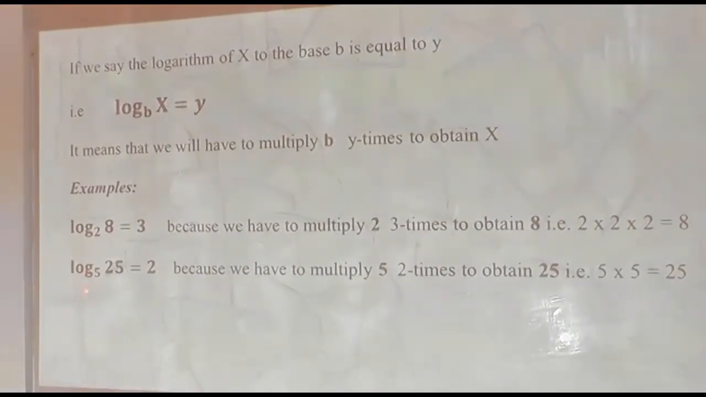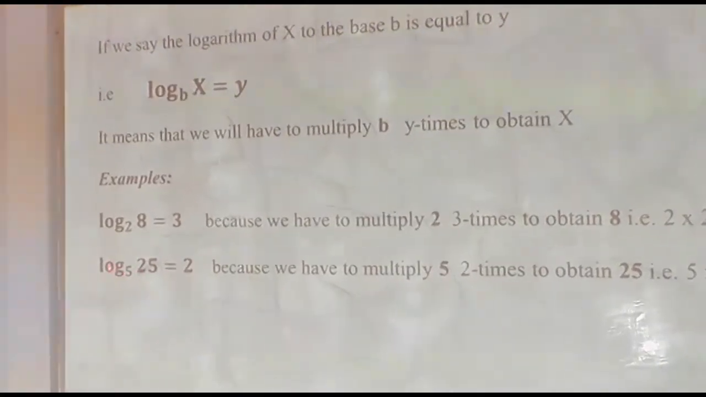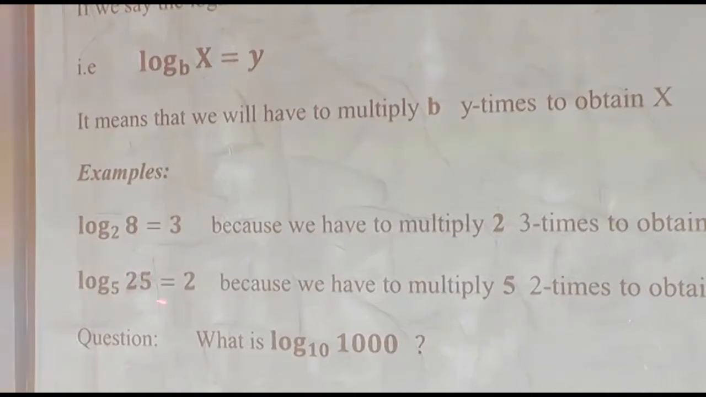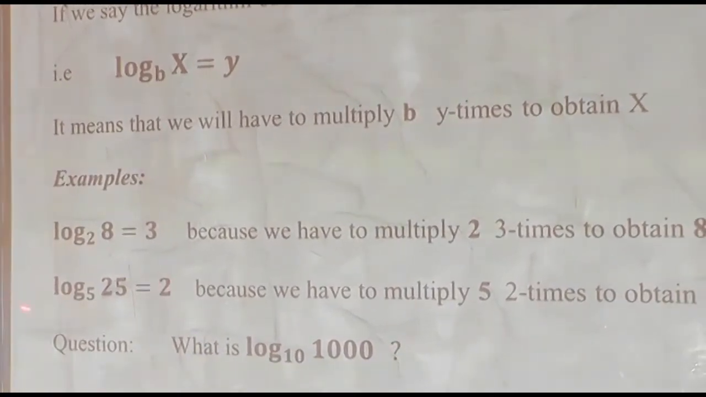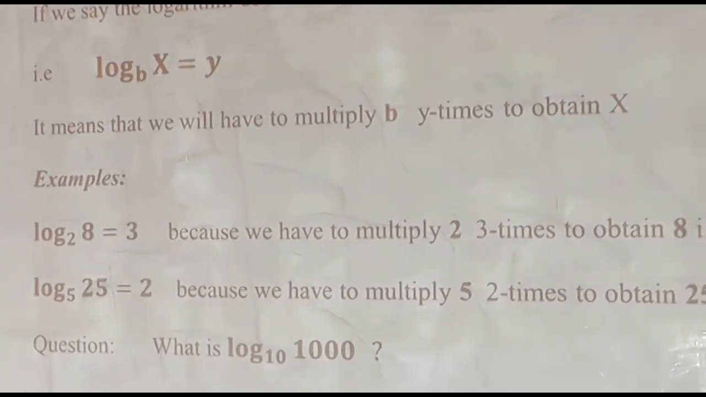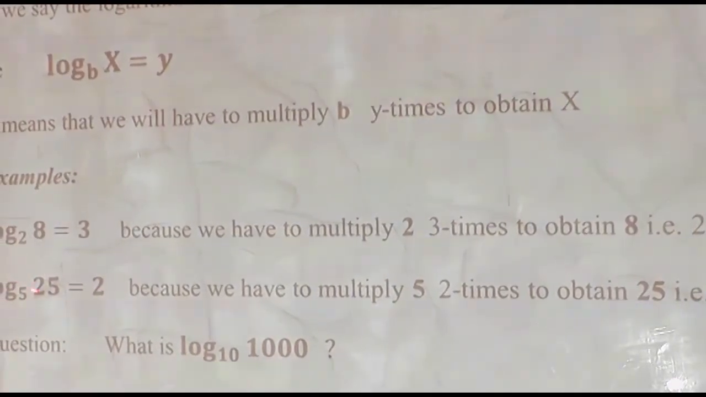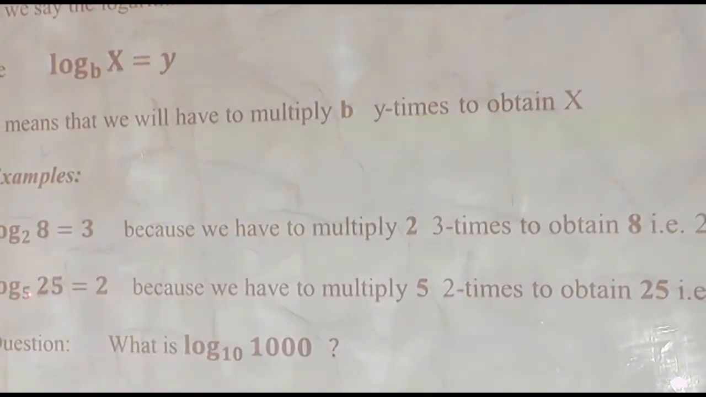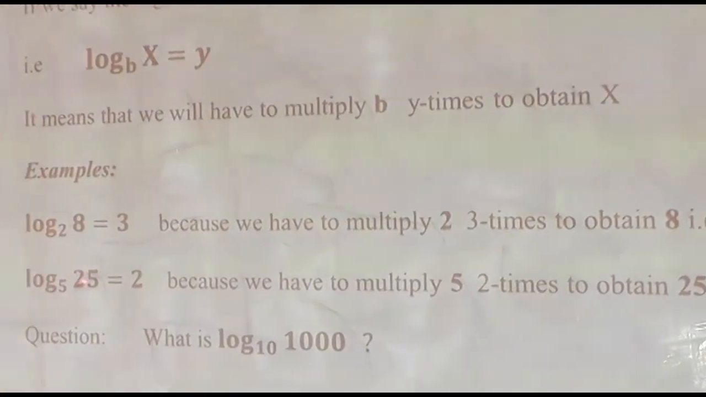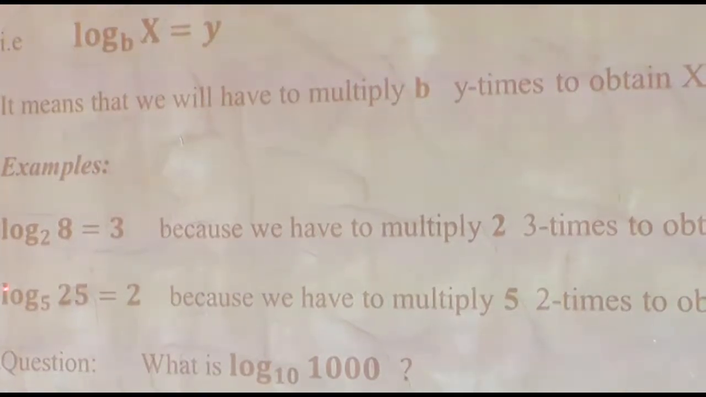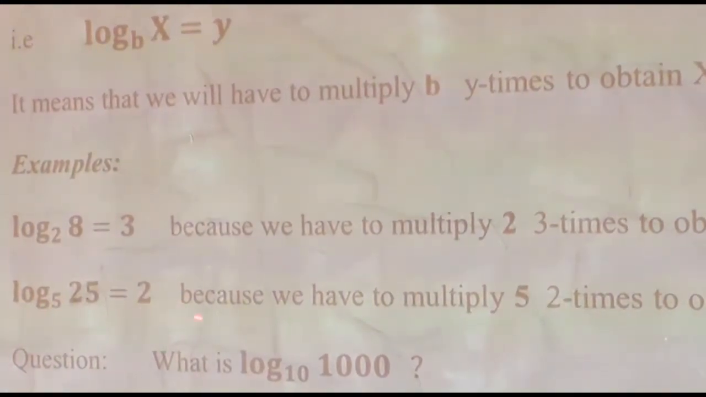Now also we have log 25 to base 5 equals 2. That means the power to which 5 should be raised to obtain 25 is 2. So 5 raised to the power of 2 will give 25. So we'll say the log of 25 to a base of 5 is 2.